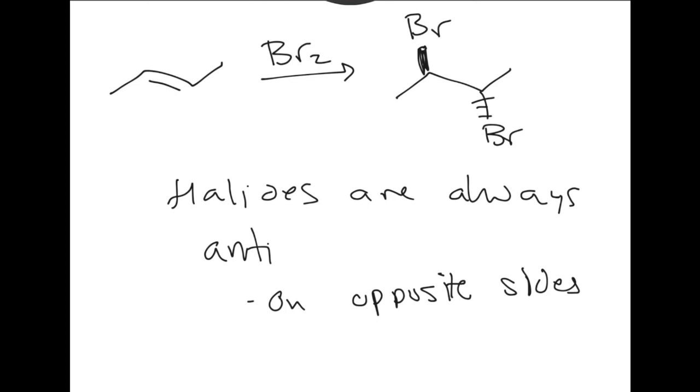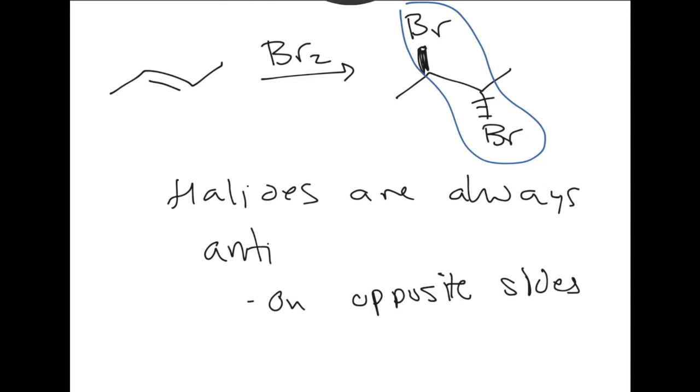So these are vicinal. Let me actually make it right. These are vicinal because they're on adjacent carbons. Vicinal dihalide means the two halides are on adjacent carbons. That's what vicinal means. So a vicinal diol is two alcohols on adjacent carbons.